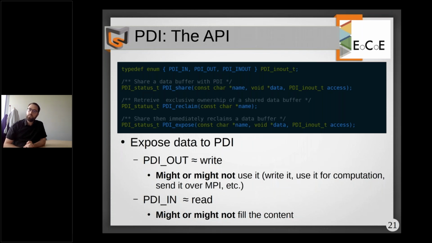PDI expose is nothing more than PDI share, then PDI reclaim of the exact same buffer in one single line of code. So basically, before the call to PDI expose, you have exclusive ownership of the buffer. After the call to PDI expose, you have exclusive ownership. But during the call, the library is able to use the buffer to write it to disk, read it from disk, or do whatever it wants with it, whatever is specified in the configuration file.